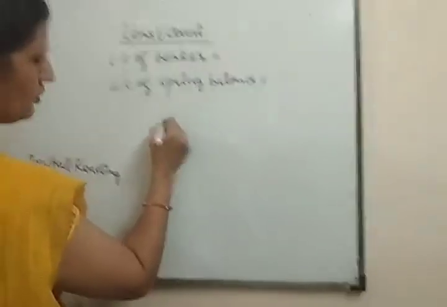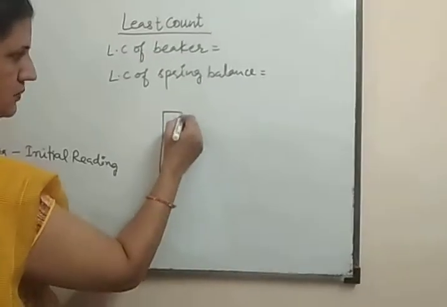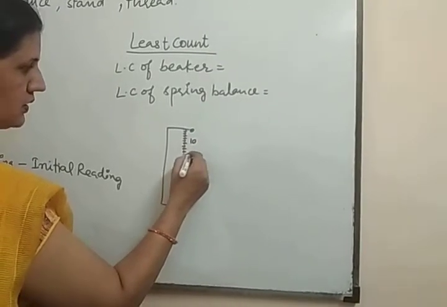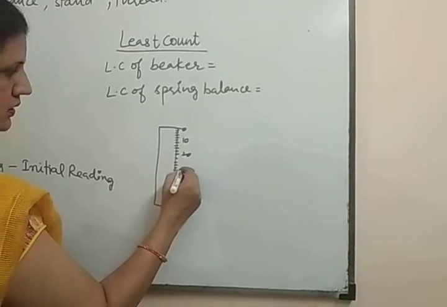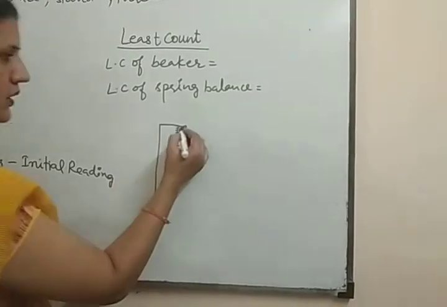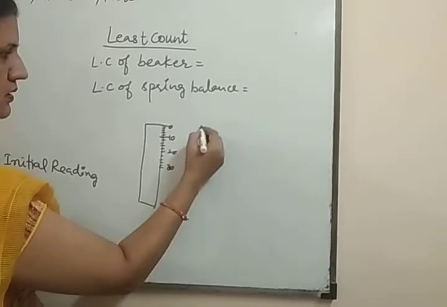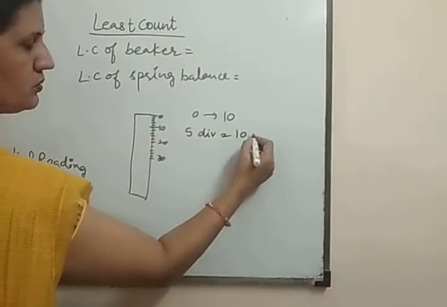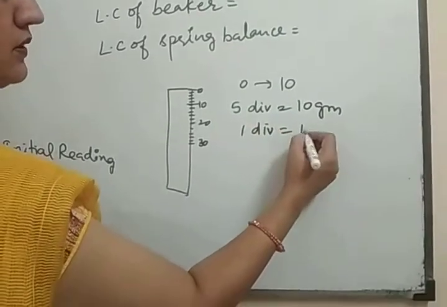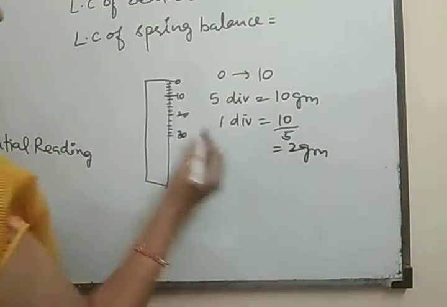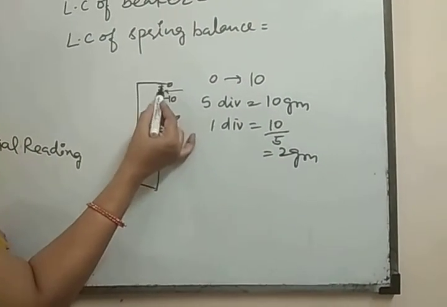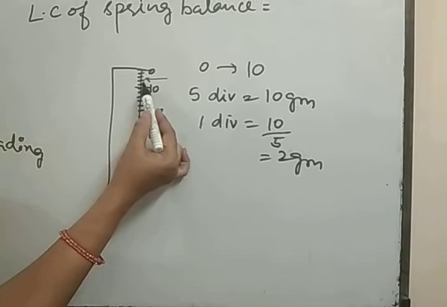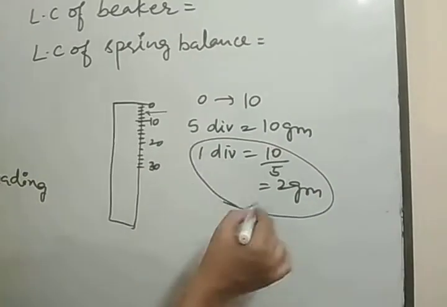In the spring balance, if you observe, inside the spring balance here is the 0, 1, 2, 3, 4, this is 10, 1, 2, 3, 4, this is 20, 30, like this. Now you can see between 0 to 10 there are 5 divisions. So you can write 5 divisions is equal to 10 gram. And what about 1 division? 1 division is 10 by 5, this is equal to 2 gram. It means if your pointer is at the third division, the value is 6 gram. If it is on the fourth division, the value is 8 gram, like this. So this 2 gram is the least count.